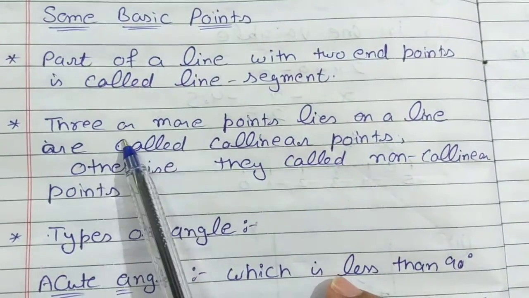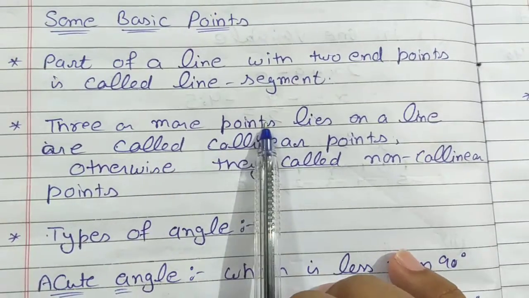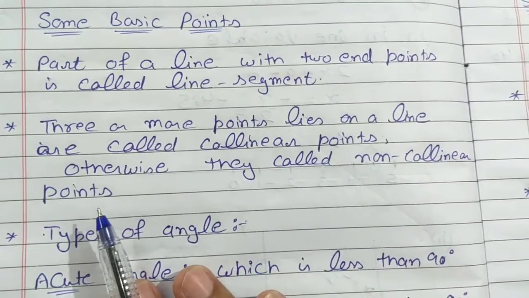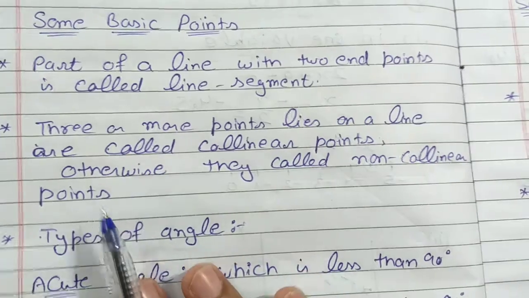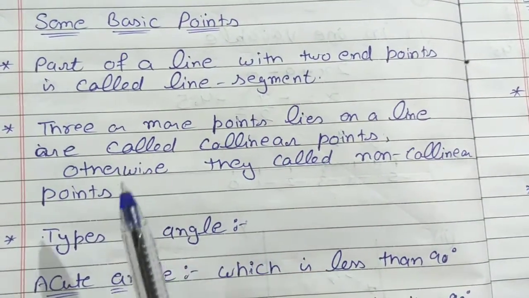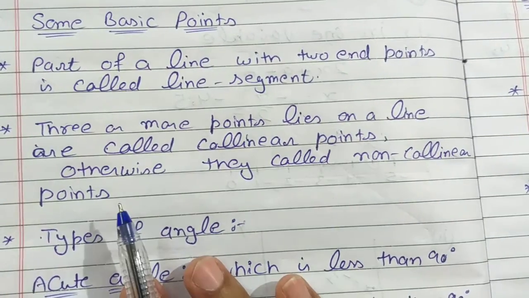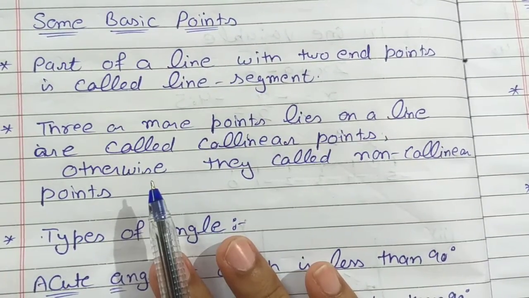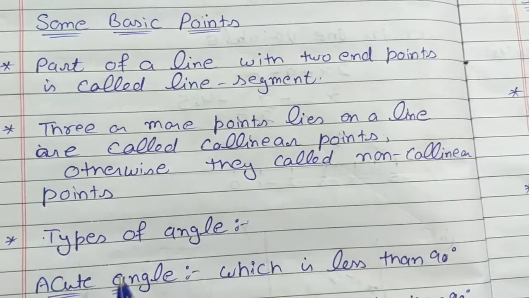Number two, if three or more points lie on the same line, then they are called collinear points. If three or more points don't lie on the same line, then we call them non-collinear points.